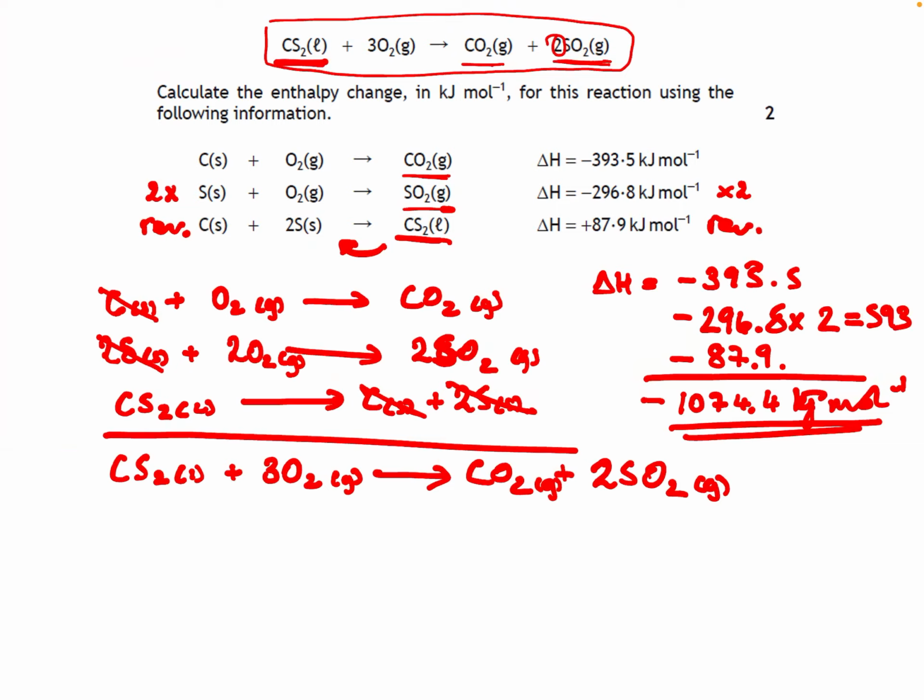Okay, so it's just about looking at the equation, seeing how they're different or if they're similar from the target equation, making them so that they would be similar to the target equation, and then you look to cancel out the things that you've got on both sides once you've done that, and then once you've got that target equation that's the same, then you can use that to work out the enthalpy change, and that's how you do it.